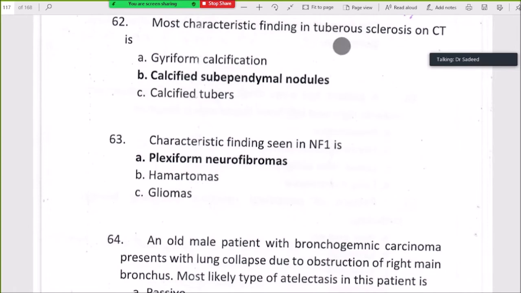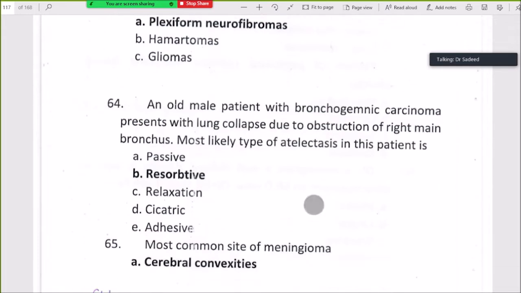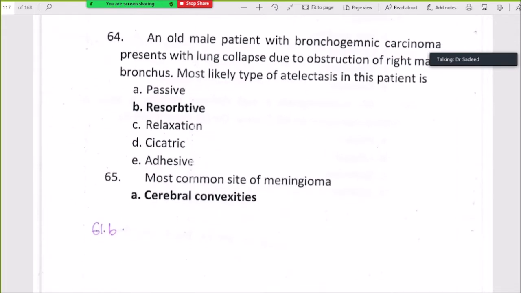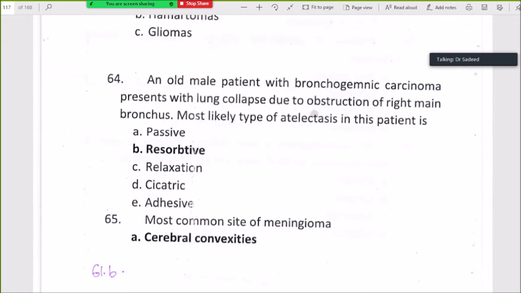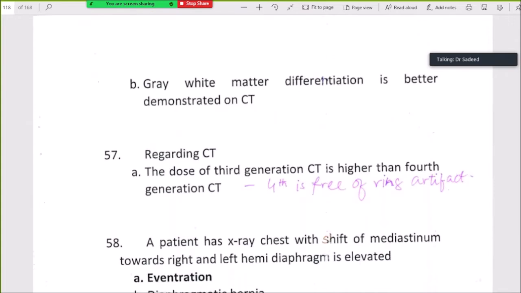62. Most characteristic finding of tuberous sclerosis on CT is calcified subependymal nodules. 63. Characteristic finding seen in NF1 is plexiform neurofibromas. 64. Old male patient with bronchogenic carcinoma presents with lung collapse due to obstruction of the right main bronchus. Most likely type of atelectasis in this patient is B, resorptive. 65. Most common site of meningioma is cerebral convexities.